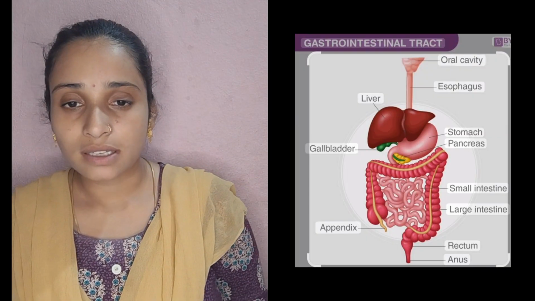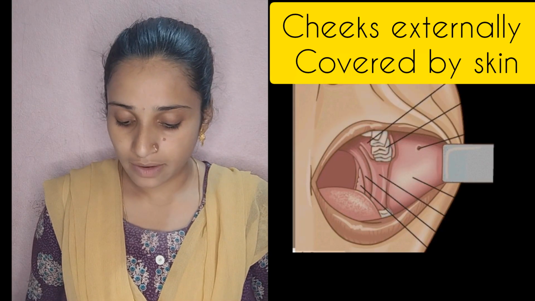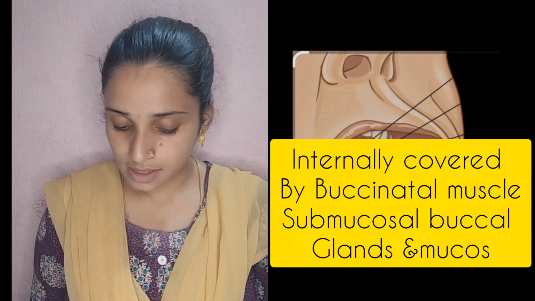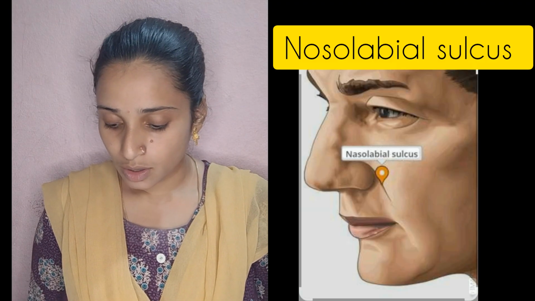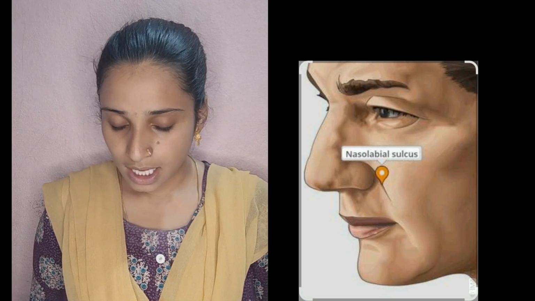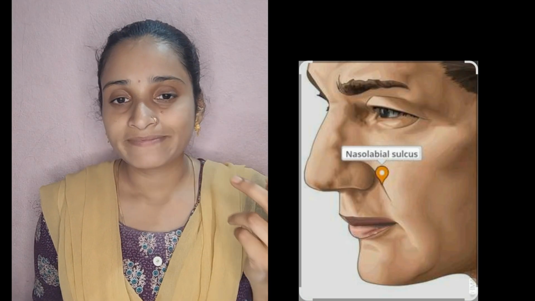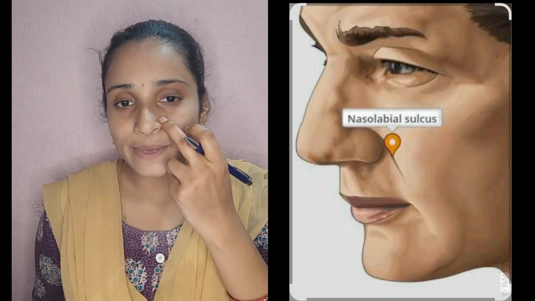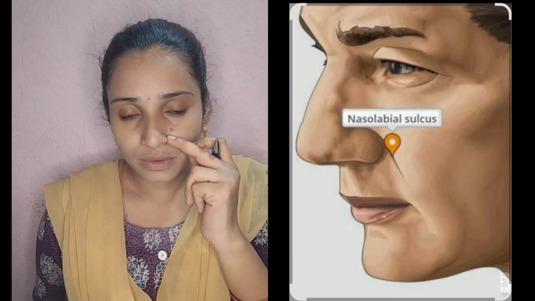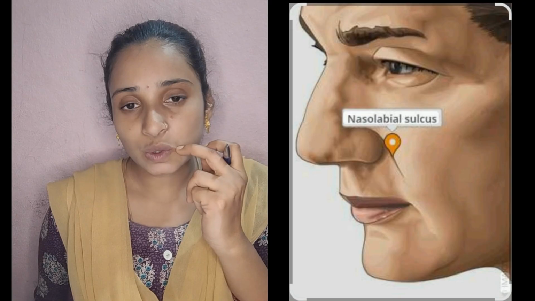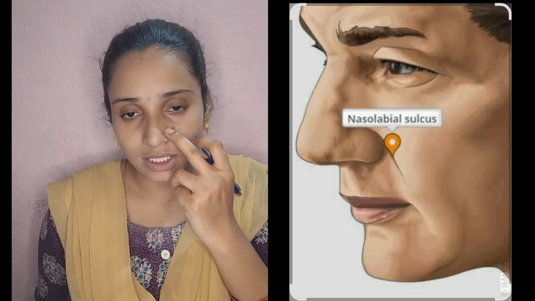Then the cheeks are externally covered by skin and internally covered by the buccinator muscles. Next, submucosal buccal glands. Next, the mucus lining is also present inside of the cheeks. Next, the nasolabial sulcus. This line on the two sides from the nose to the lip is called the nasolabial sulcus.